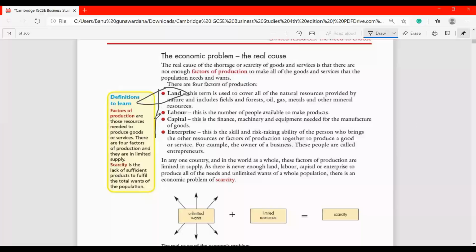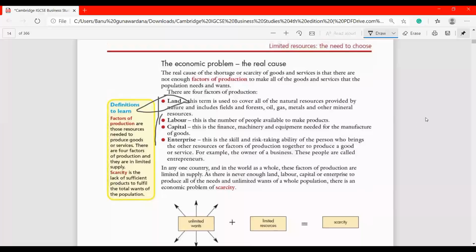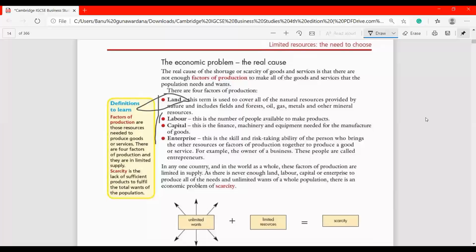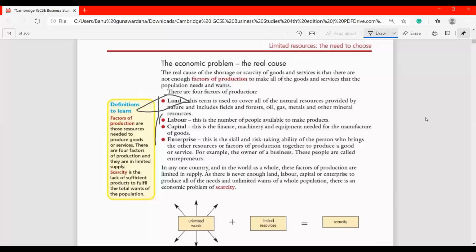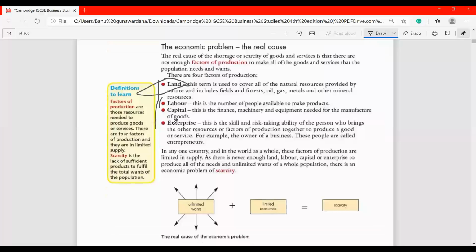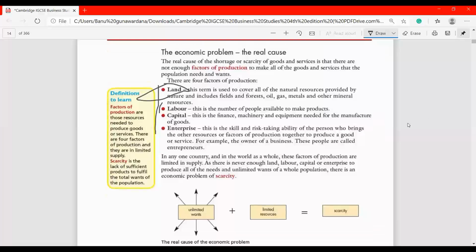Next, we see labor. Labor includes all the human workers, the employees, the people who work in a business. It can be the human strength, their brain, their knowledge, which includes the manpower or the people, their strengths, etc. Next, we see capital. Capital means the finance or the money, and this also includes certain human-made resources such as machinery and technological items that are used in the production process.